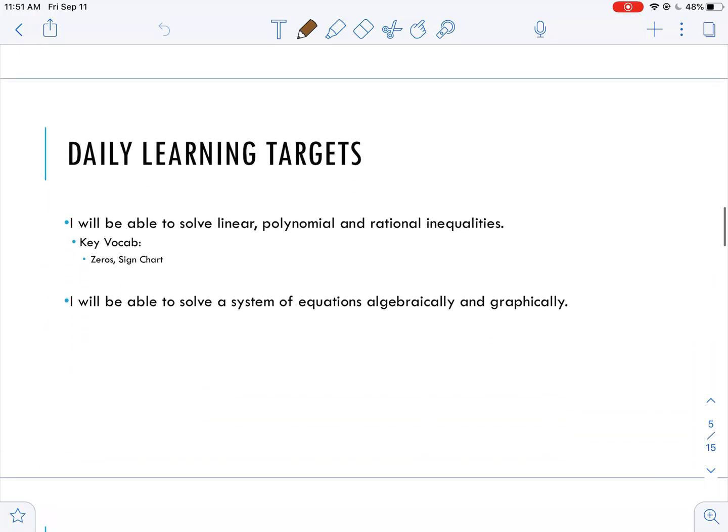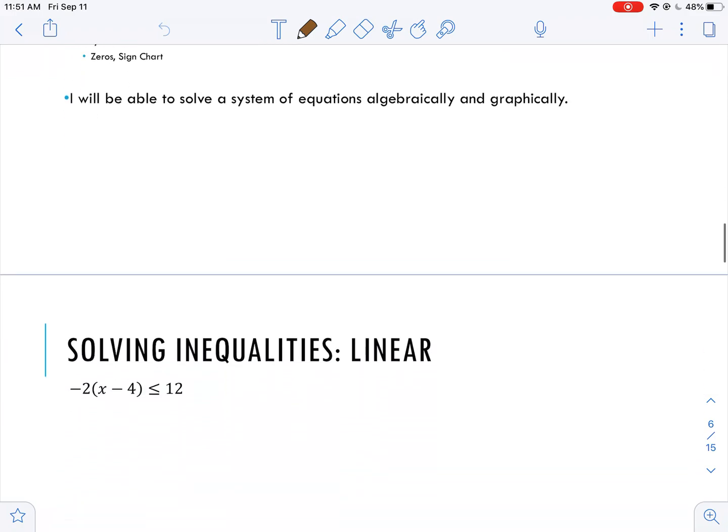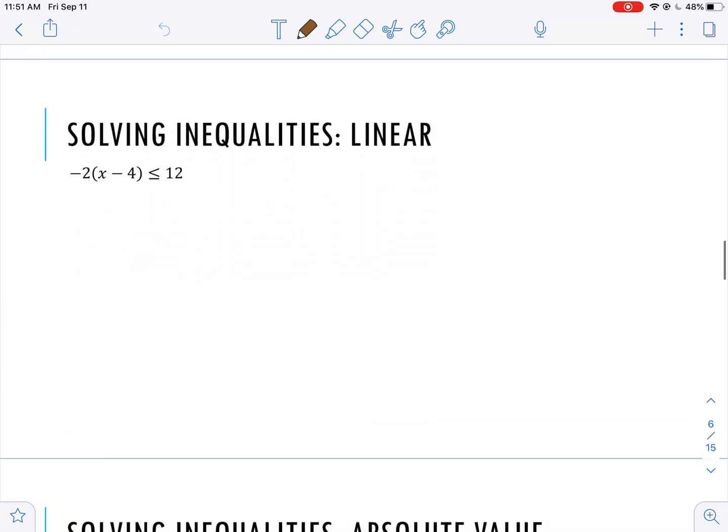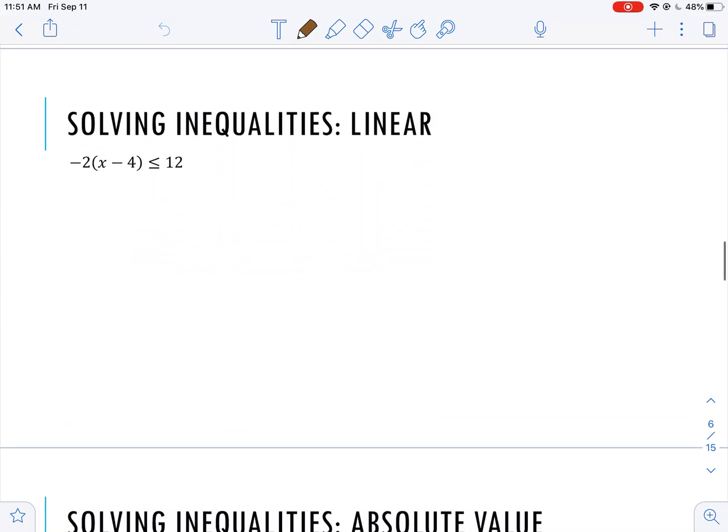So today we're going to talk about inequalities: how to solve linear inequalities, polynomial inequalities, and rational inequalities. So, solving linear inequalities. If you remember, we can just distribute and then subtract the 8 over.